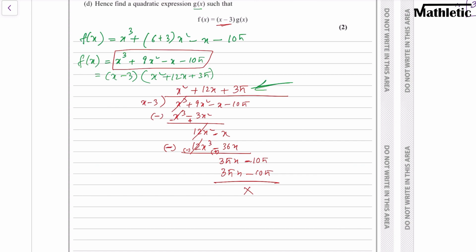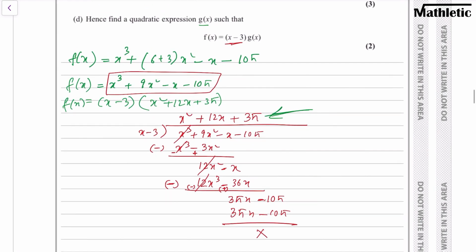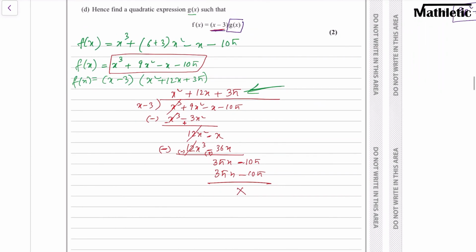Okay, so this is the final line of f of x, and x minus 3 into something. So x minus 3 into something, this bracket is actually the g of x. So g of x is x square, 12x, 35.